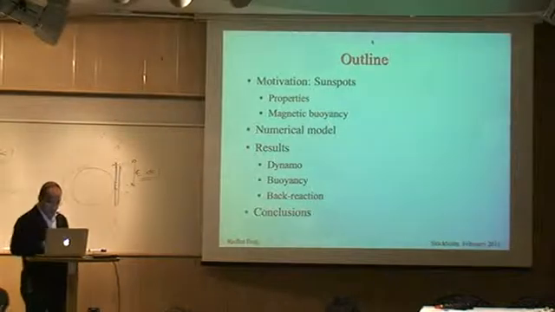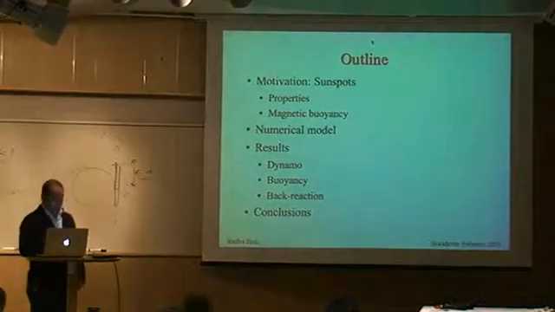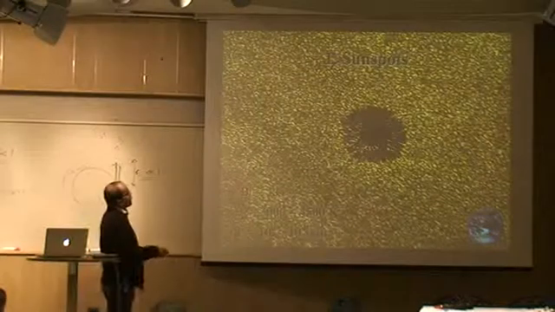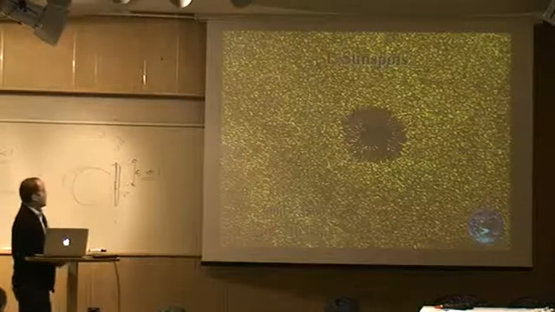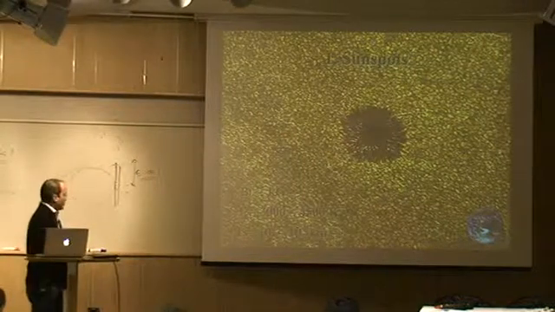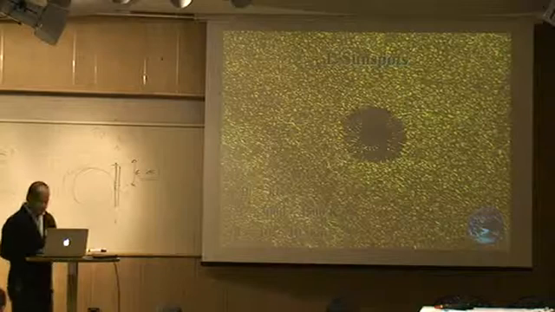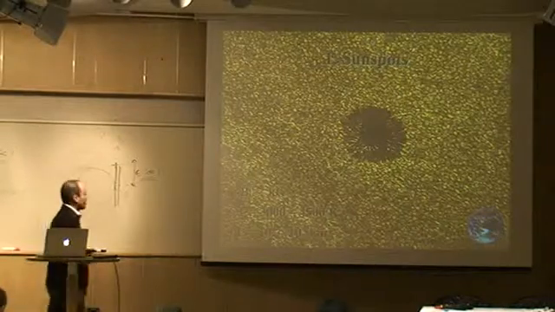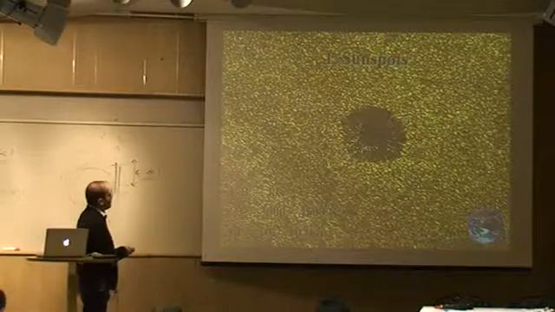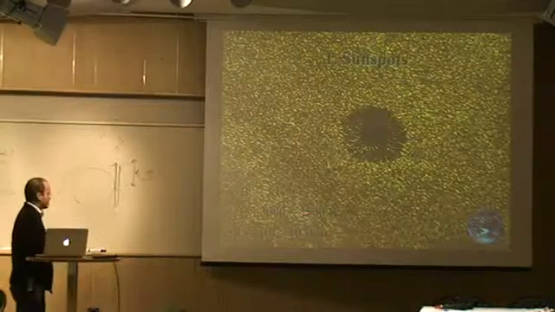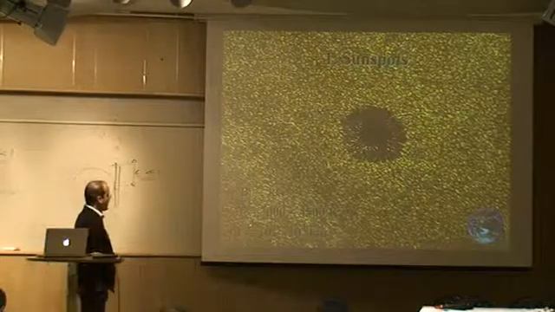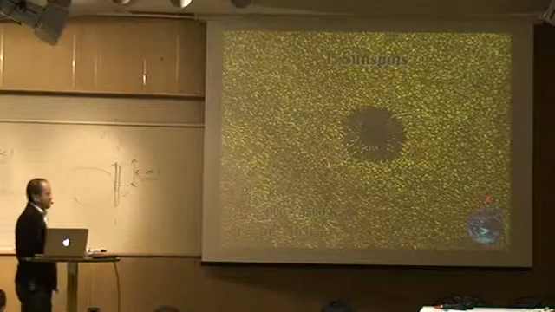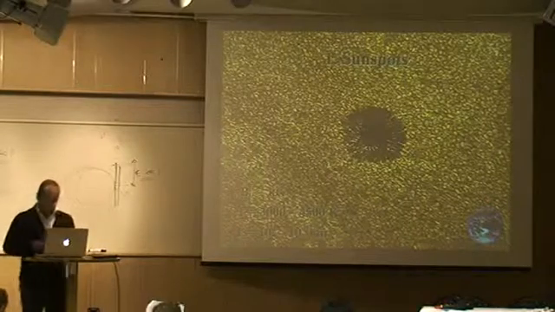This work is motivated by the conditions of the sun and by what the physics is behind the formation of sunspots. So here are some properties of sunspots. They have a very, very strong magnetic field of kilogauss. The temperature is a bit less than the photosphere, 3000 kelvins, and they are quite big. Here is the Earth compared with one of the sunspots.